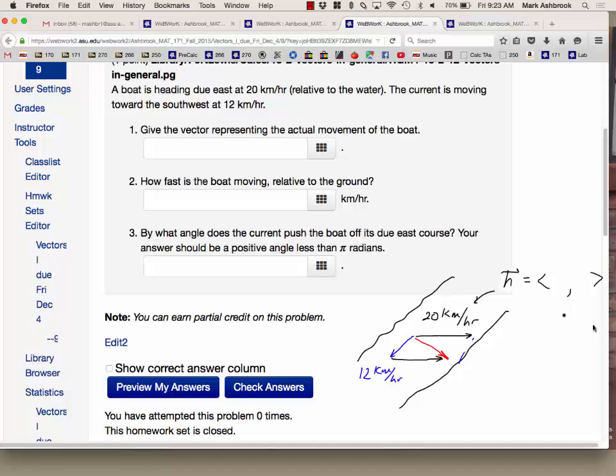Okay, so what are the components of H, and what are the components of the current, C, current vector? We got the current vector and the heading vector. If we can get those in component form, then getting the sum total of those is a piece of cake because you just add the x components and add the y components. So heading vector. What are the components of the heading vector? 0, 20. 20, 0. Which is it? 20, 0.